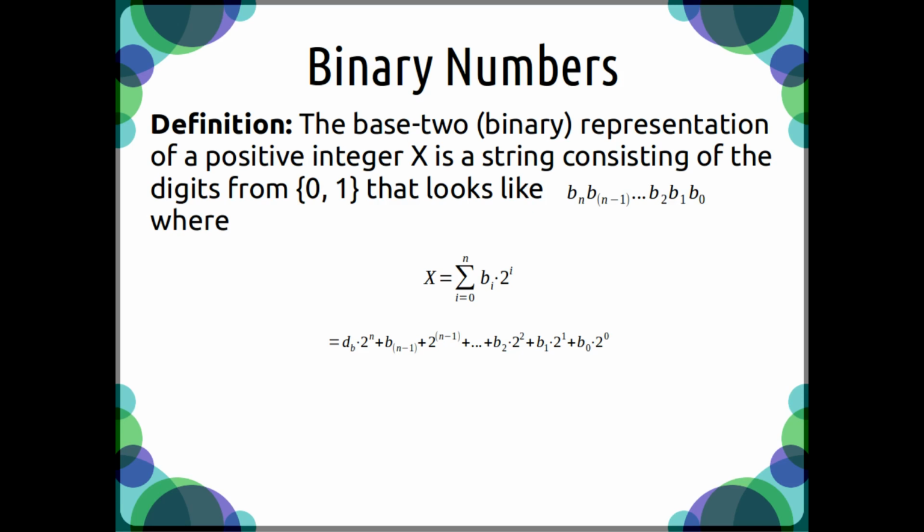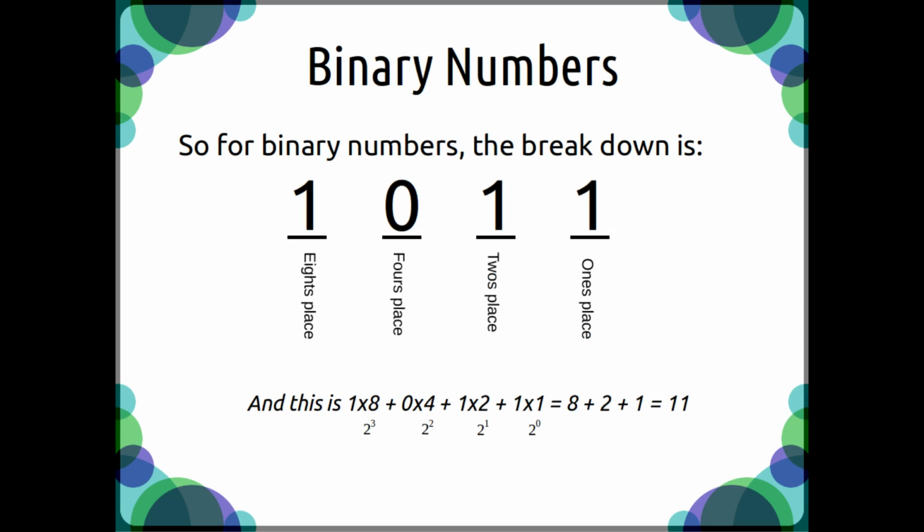And we can basically do the same sort of thing for binary numbers, but instead of 10 to some power, it's 2 to some power. So the definition of a binary representation of a positive integer x is a string consisting of the digits 0 and 1 that look like, again, a string of numbers from b sub n to b sub 0. So here, instead of having ones place, tens place, hundreds place, we have 1, 2, 4, and 8. So powers of 2 are our positions in the string.